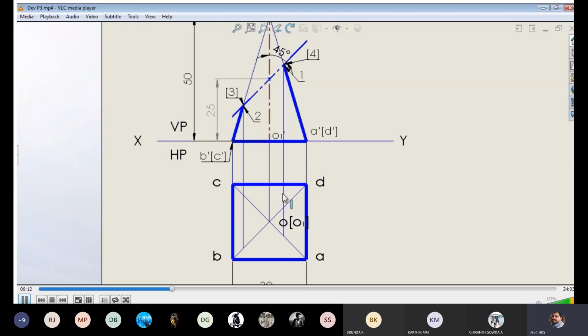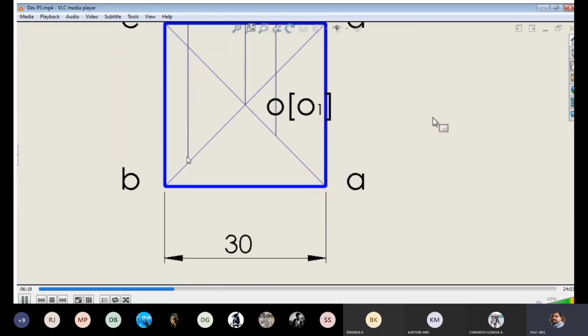Then you are going to get 4 points in top view. So this is one, this is one, this is one, and this is one. Then you have to connect these 4 points. This is the top view of the truncated pyramid, or the top surface of the truncated pyramid. Sorry, not prism, pyramid.